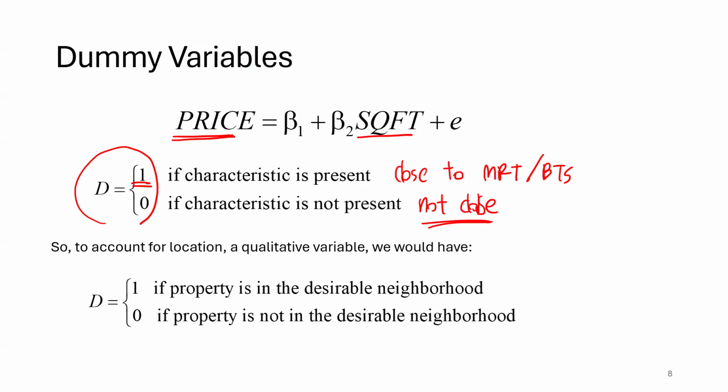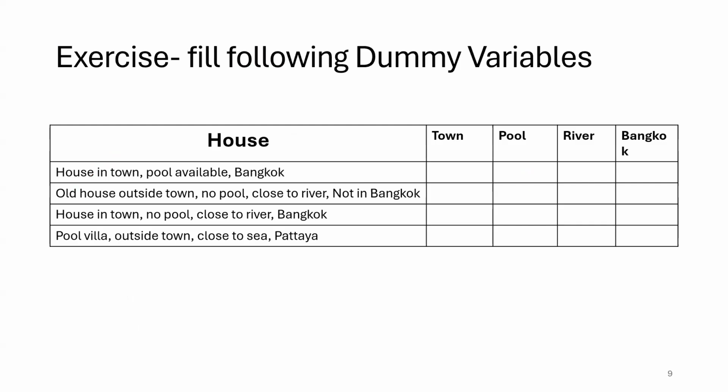Okay, then I give you an exercise to fill in the following dummy variables. I have several houses for you, and I do four dummy variables here: whether it is in town or not, if in town equal one; whether those houses have a pool or not; whether the house is close to the river or not; and whether it is in Bangkok or not. So the first house has text like: house in town, pool available, in Bangkok.